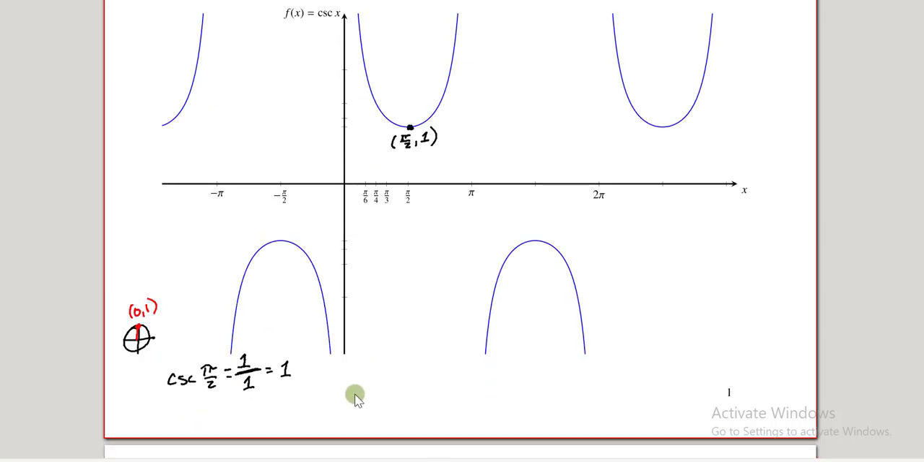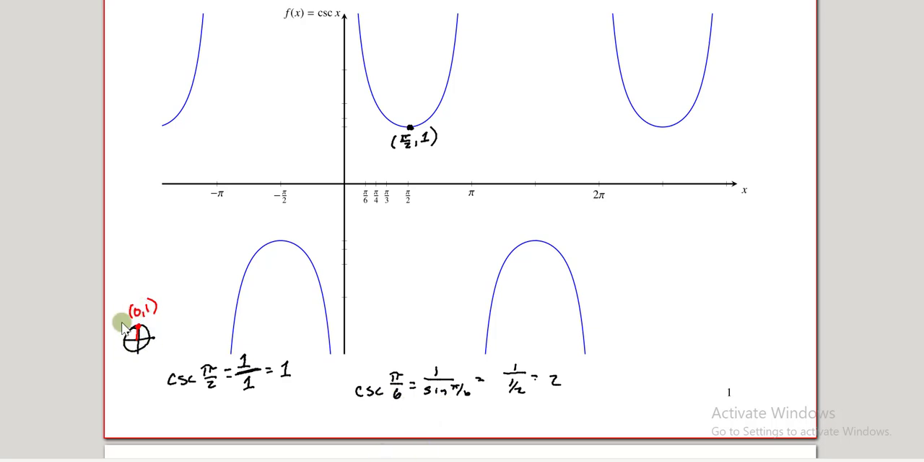We could do some more ordered pairs on here. So for example, we could go find the cosecant of pi over 6, which is equal to 1 over, here I'm going to do it a different way. I could go back to my unit circle. Here I'm going to write it as the sine of pi over 6 inverted, and the sine of pi over 6 has a ratio of 1/2, and so the cosecant of pi over 6 is equal to 2.